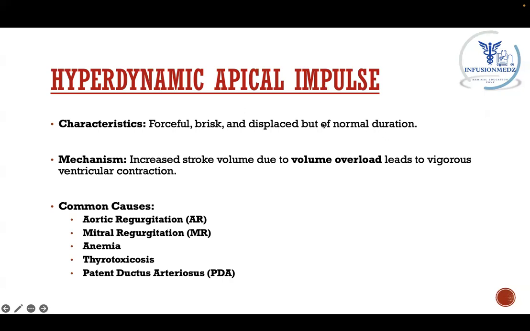Usually the apical impulse is felt for less than one third of the systole. The total duration of systole is taken, and less than one third of it will be the apical impulse time. So in the hyperdynamic type, the apex pulse will be very forceful but of normal duration. It is usually seen in volume overload conditions like aortic regurgitation, mitral regurgitation, anemia, thyrotoxicosis, and patent ductus arteriosus.